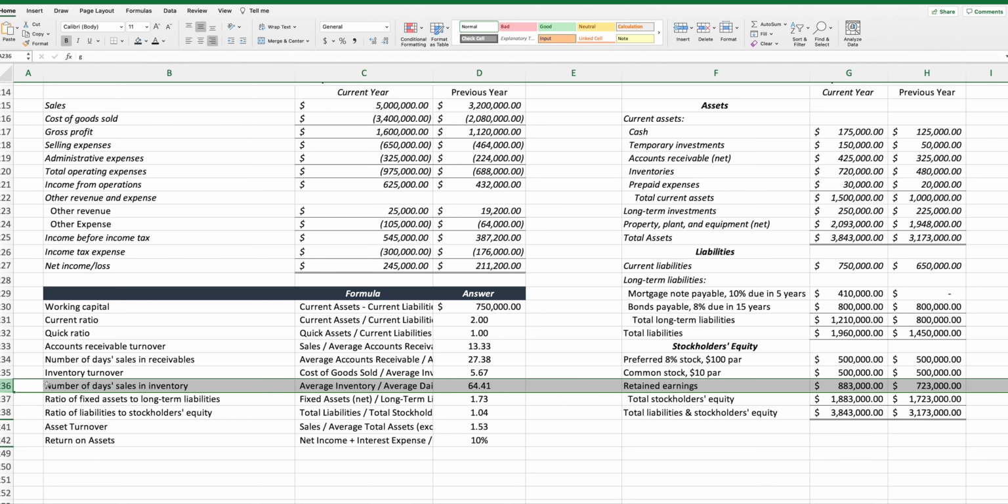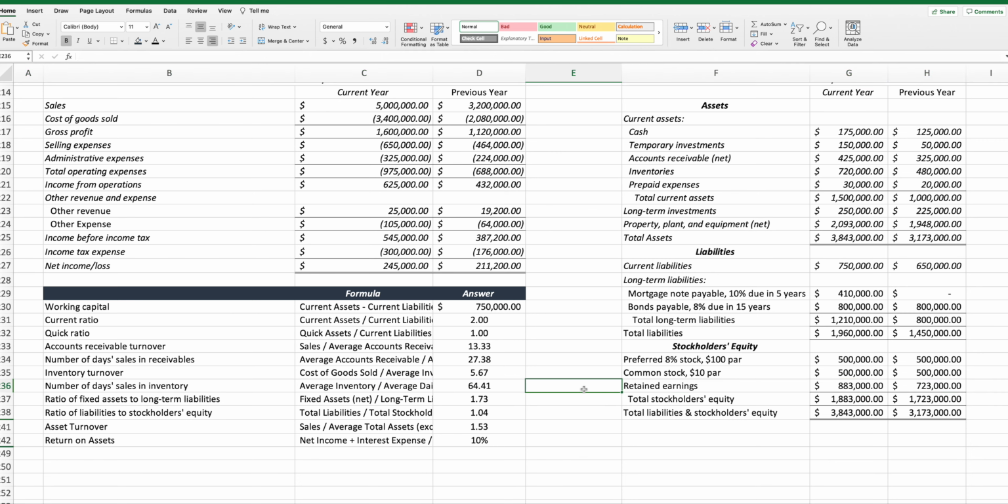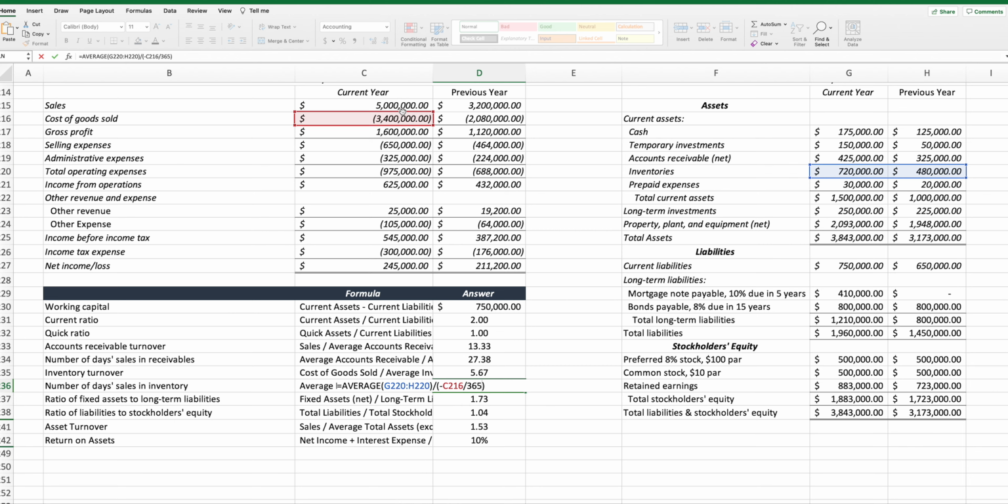Now, my number of days sales in inventory, we can do the same calculation that we did before. In fact, let me just open it so it's expedient. I'm taking my average inventories, and I am dividing it by my cost of goods sold divided by the 365. You can see it down here. And that does tell me that it takes 64, almost 65 days to convert inventory into sales.